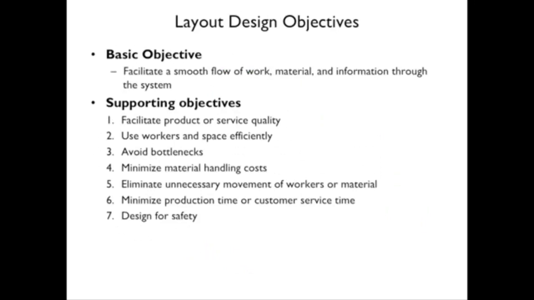So the design objectives: the basic objective is you want a smooth flow of work, material, and information through the system. So it goes from station A to B to C. And then some of the supporting goals: you might get better quality, you use your workers and space efficiently, avoid bottlenecks, you minimize the material handling costs. So if you're constantly moving things around the room or between places, that's going to cost you money.